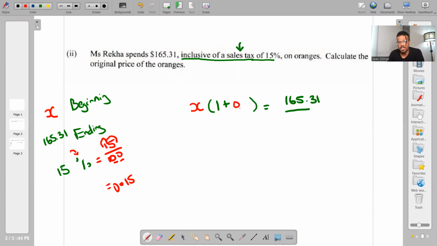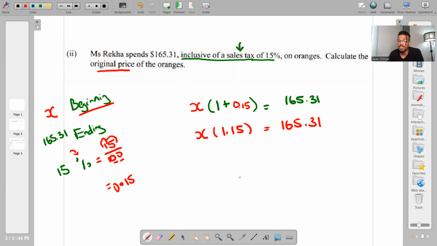So then I'm going to put my 0.15 here. Then I'm just going to solve for the unknown value, which is X, representing the original or beginning price. This is what they asked us to solve for. So step by step, let's work through that. We're going to have X. Now I know this from PEMDAS, you're just going to do what's in the bracket. So whenever I add those two together, I'm going to get 1.15 equals 165.31.